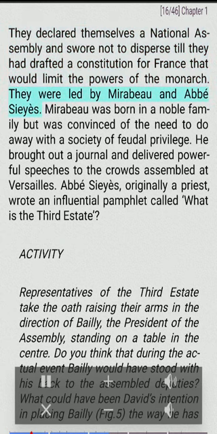On the 20th of June they assembled in the hall of an indoor tennis court in the grounds of Versailles. They declared themselves a national assembly and swore not to disperse till they had drafted a constitution for France that would limit the powers of the monarch. They were led by Mirabeau and Abbé Sieyès.